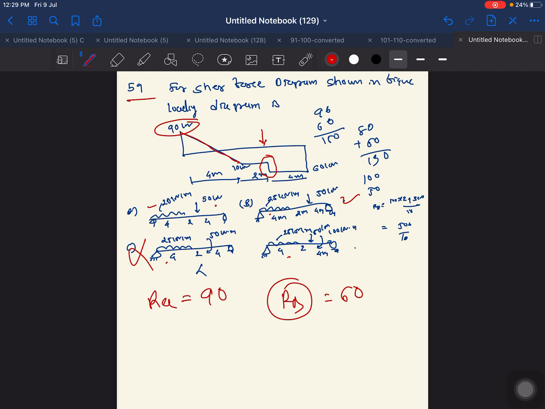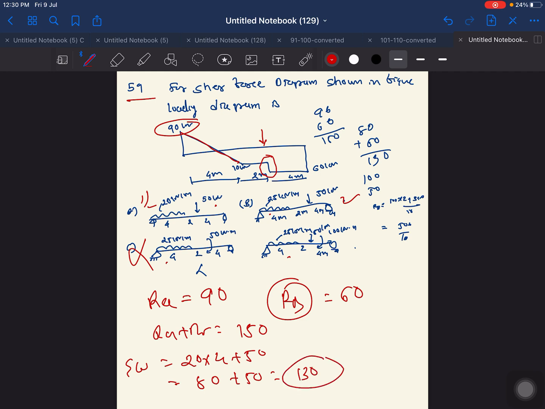Now the total summation of RA plus RB is equal to 150. Over here, if you make the summation of all the loads, sigma W, then 20 into 4 is 80, plus 50. So what is the total answer? 130. So 130 is there, but our total summation is equal to 150. So this option is also removed. Now we have only two choices.